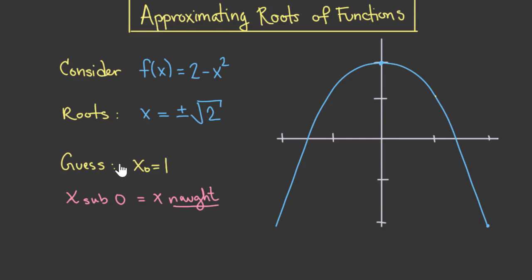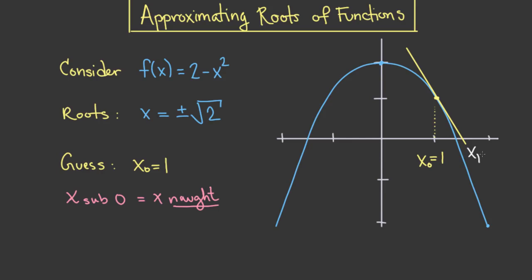So this isn't a great guess, but I can approximate the function f of x by its tangent line at x equals 1. Then I can approximate the root of f of x by using the x-intercept of the tangent line. We'll call this next guess x sub 1.